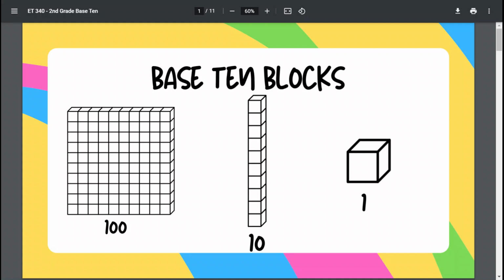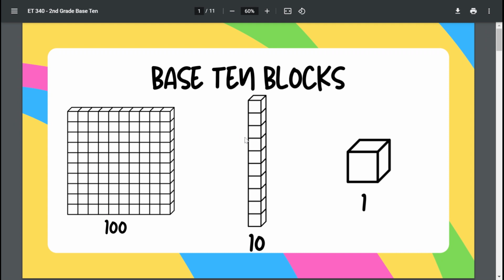Hi, so we are going to talk about base 10 blocks today. Base 10 blocks are basically just another way to talk about place value and what it exactly means in place value. Base 10 blocks consist of your 100 square, which is 100 tiny little squares condensed into one little box.